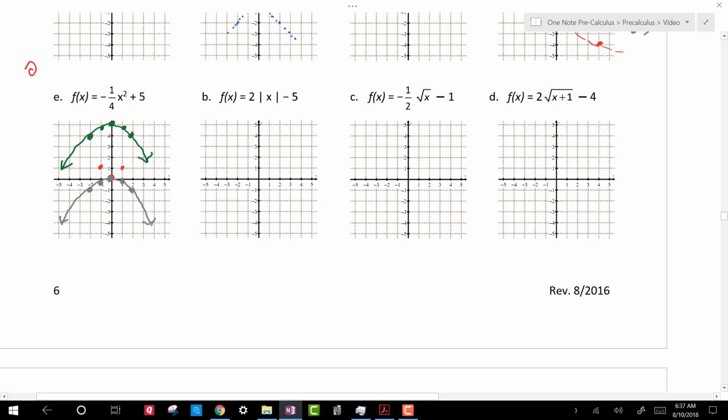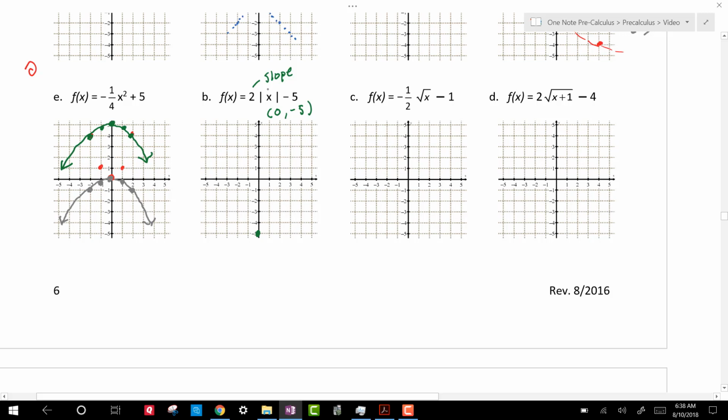Okay, next one. This is an absolute value that's been stretched by a factor of 2 and then dropped down 5 units. Now, here's the nice thing about absolute value. The 2 represents slope. And the vertex of this guy is 0, negative 5. So I'm not even going to do the parent function. I'm going to drop to 0, negative 5. And I'm going to use my slope.